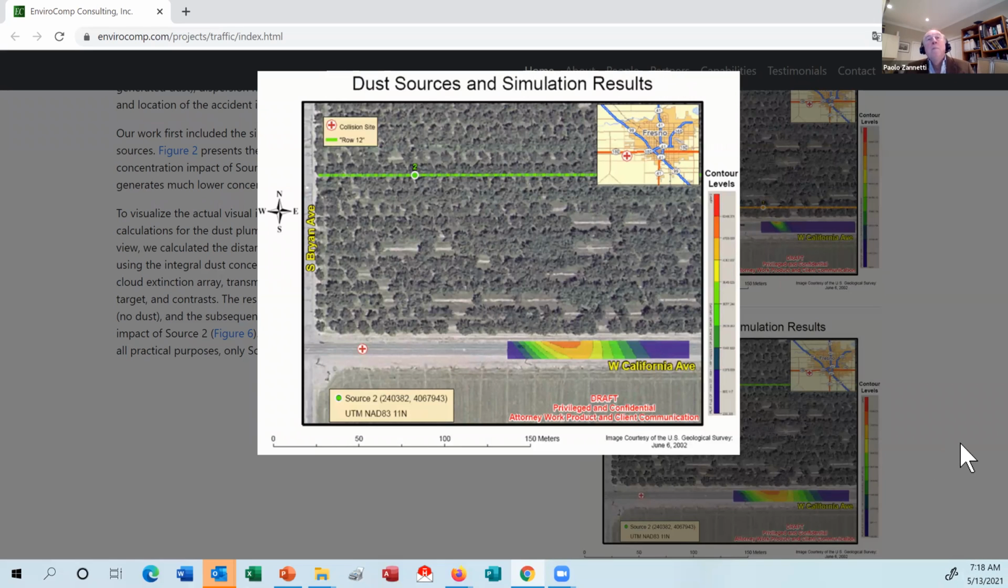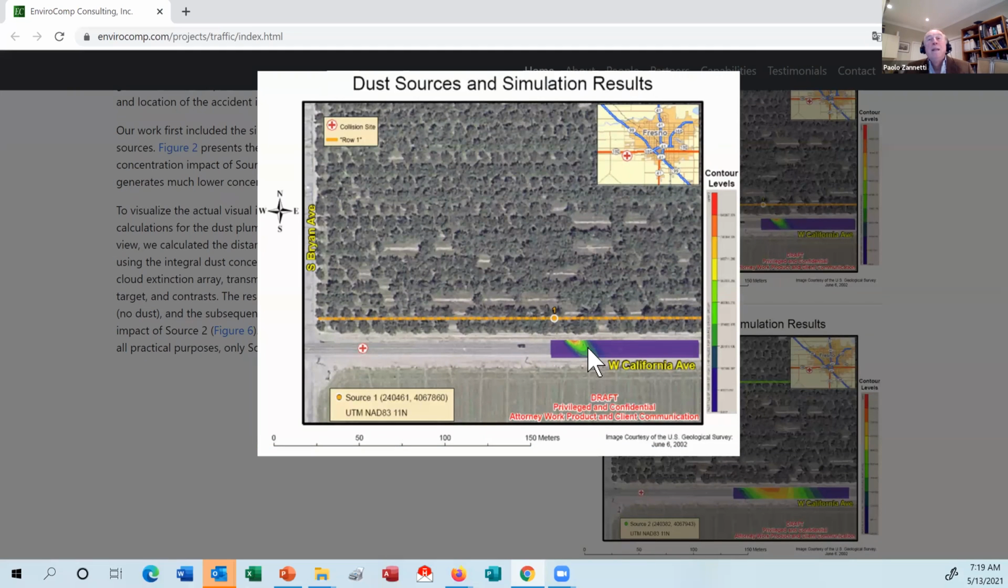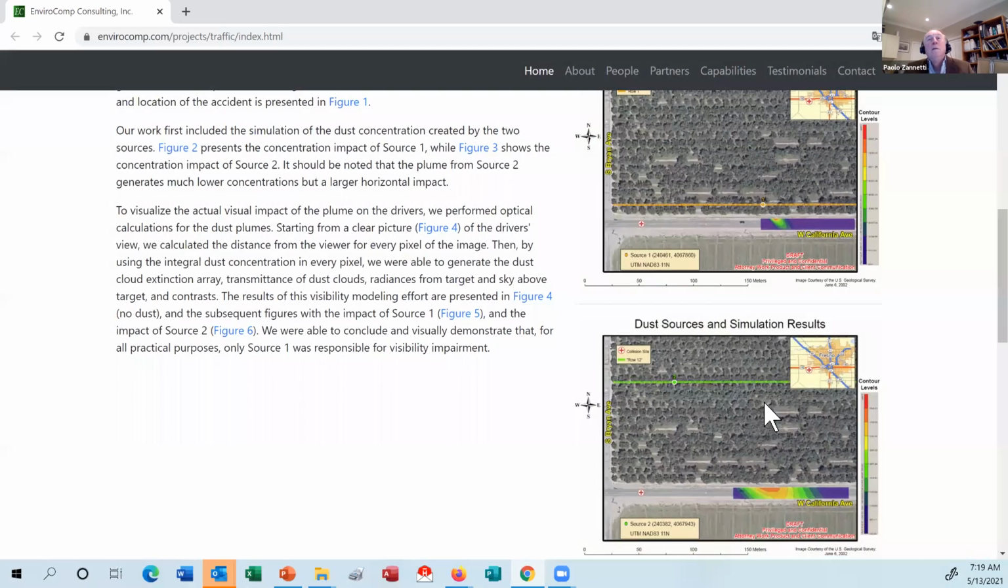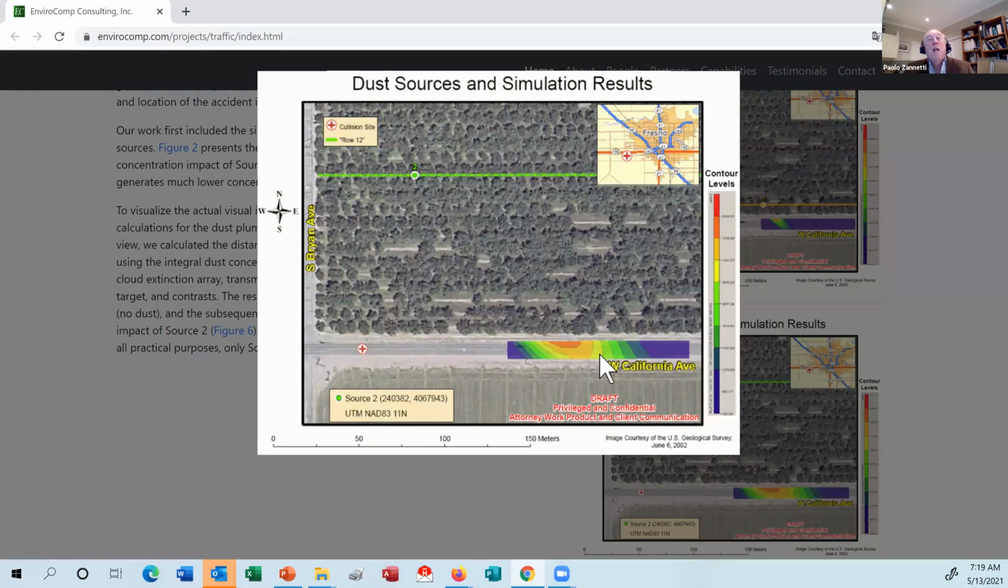So I did the modeling of both plumes: a plume originating from tractor 1, narrow but very high concentration, and a plume originating from tractor 2, a much larger plume but lower concentration. I presented the result to the client, and the client said, well, thank you, but this is not what I need. I need people to see the visual impact of this plume. The visual impact, like if you are driving a car.